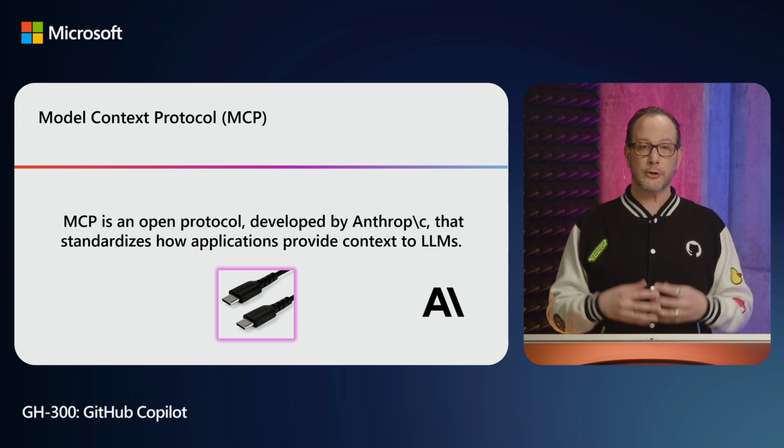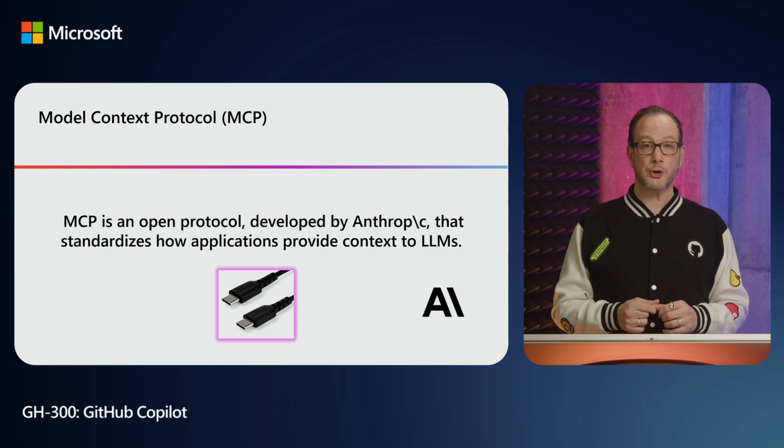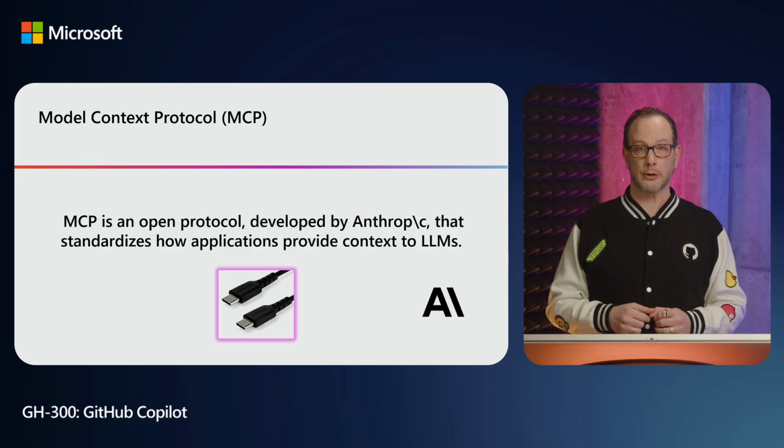MCP standardizes how applications provide structured context to large language models. The main benefit of MCP is interoperability and control. By using that standard protocol, organizations can connect Copilot to trusted systems, for example, documentation, using APIs, without hard-coding logic. This enables a richer reasoning while keeping integration manageable and secure.